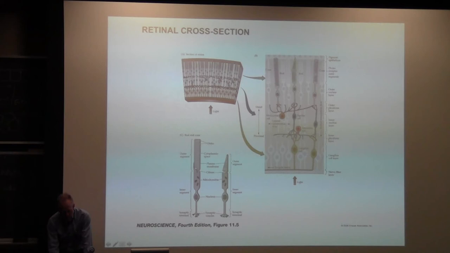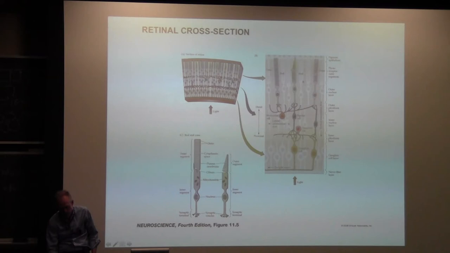So the outermost layer is the pigment epithelium, which is important because it absorbs light, which prevents backscattering, which would add noise to your vision, so it helps you see better. And it also supports renewal of photopigments for the rods and cones, which are the photosensitive cells. So it's the rods and cones that transduce light energy into electrical signals. So here's a blow-up of a rod, here's a blow-up of a cone, rod, here in nearly the outermost layer of the retina.